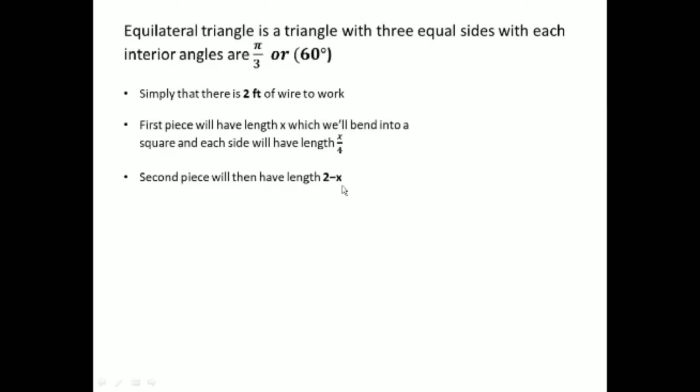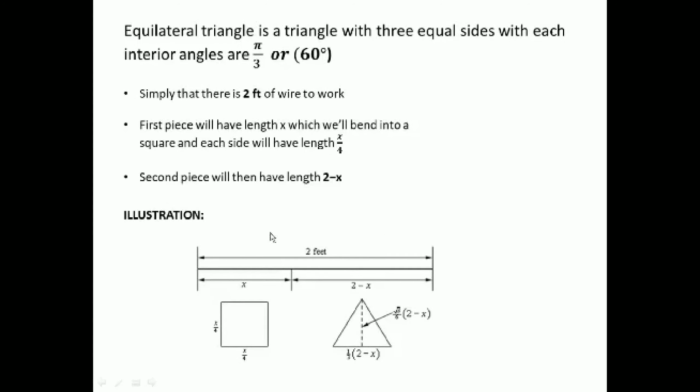The second piece will have the length of 2 minus x, and we just use the constraint here. And then we'll bend this into an equilateral triangle, and each side will have the length of 1/3 times 2 minus x. The illustration will be shown from this PowerPoint. As noted in the illustration above, we also will need the height of the triangle. This is easy to get if you realize that the dashed line divides the equilateral triangle into 2 other triangles.